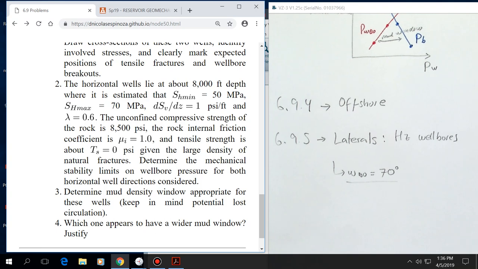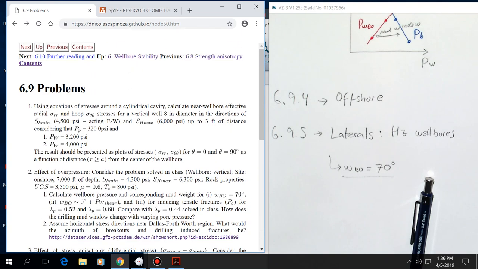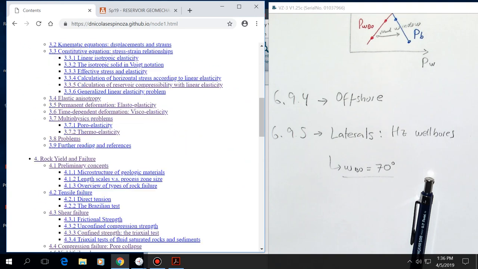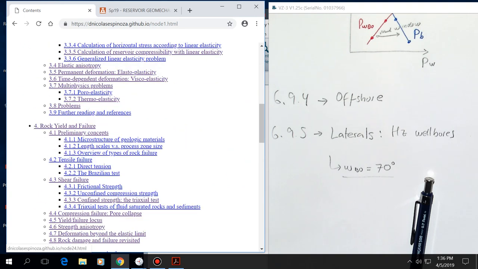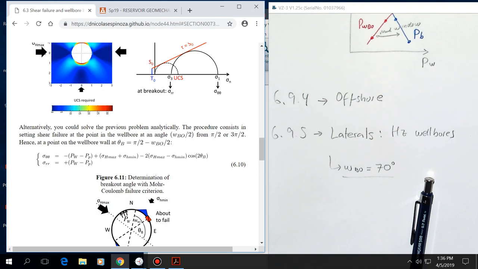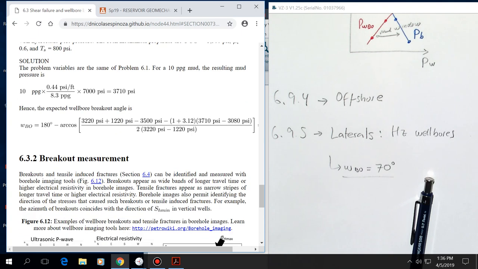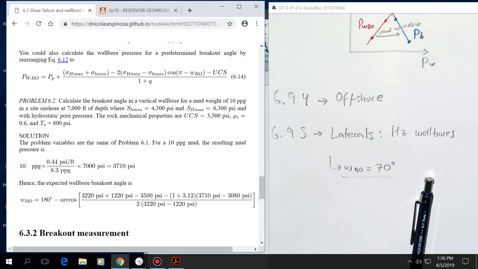Something I didn't mention, but it's also covered here in the notes, is that you could set up a given breakout angle and calculate what the pressure is for that angle, or you could also set a given pressure, for example in this case 10 pounds per gallon, and with that pressure calculate what is the angle that you will get. It's the same equation, right? But you just have to move it a little bit.